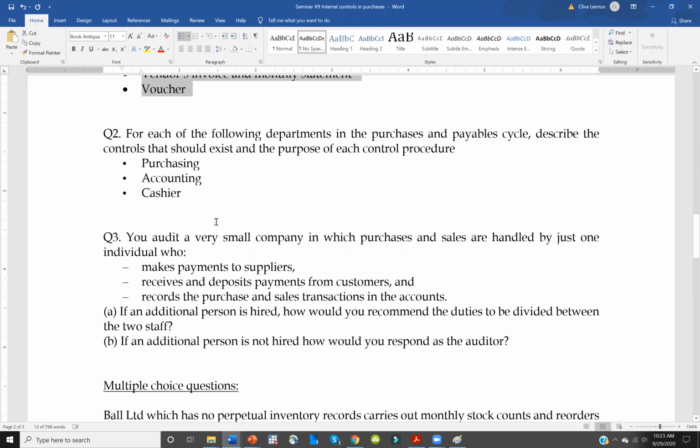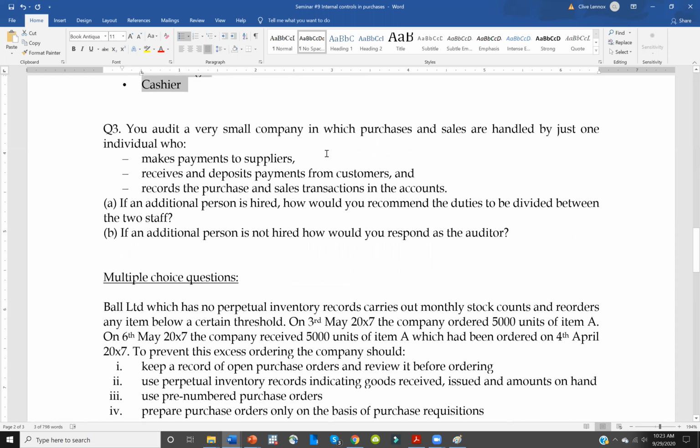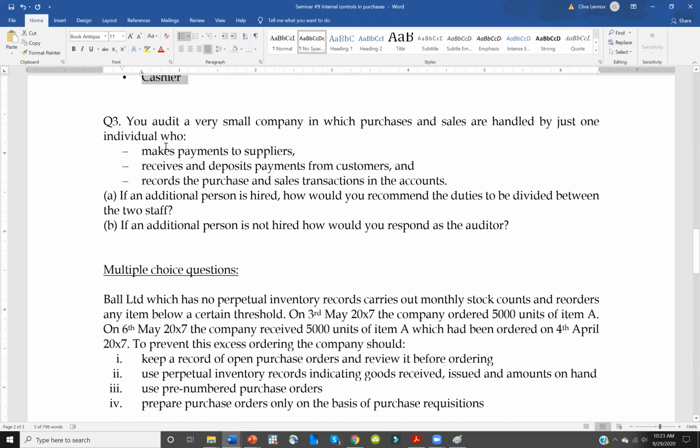Our second question is to consider the controls that should exist within the different departments that are involved in purchases and payables. So in particular for question 2, we'll think about the purchasing department. That's the department that arranges for the purchase of the item that is being acquired. Then there's the accounting department and the cashier department. So we're going to think about all the controls that should exist and what's the rationale, what's the purpose of each control procedure.